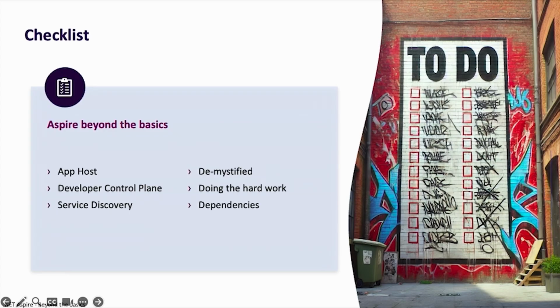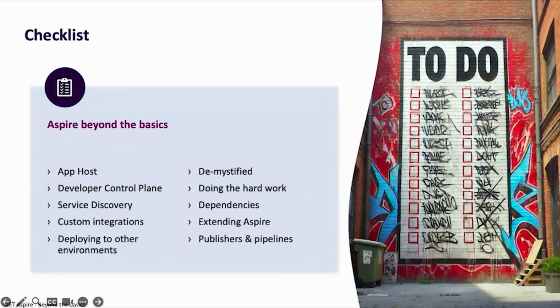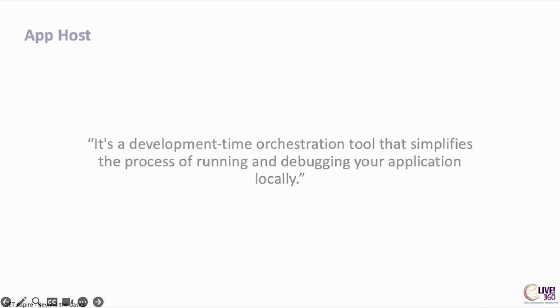We'll talk about service discovery, so how the front end knows where to find the API. We'll talk about custom integrations. So maybe Aspire has a missing feature and you want to add it. You can even publish it to the community environment so the whole planet can use it, stuff like that. And the final step would be to deploy your Aspire application into different environments, which is not your local development laptop, but maybe some integration test environment.